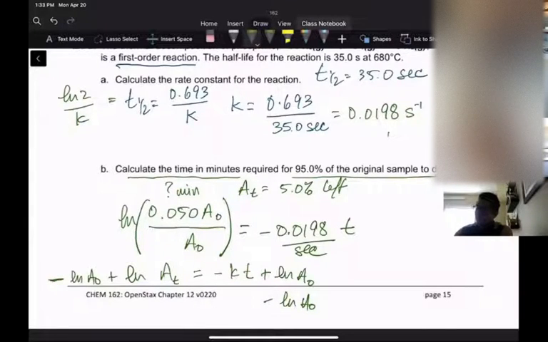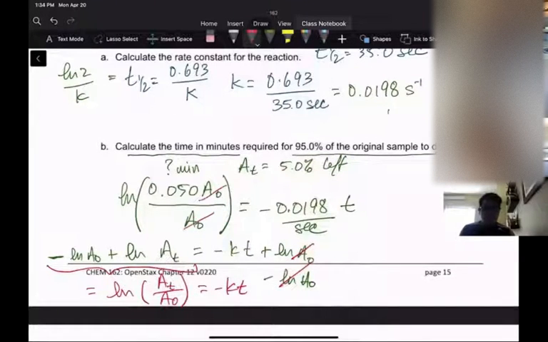Do you see what I've done algebraically? So I'm subtracting it on this side, on the right side and the left side. These are going to cancel. And this part is going to equal natural log of At over A0 equals minus kt.